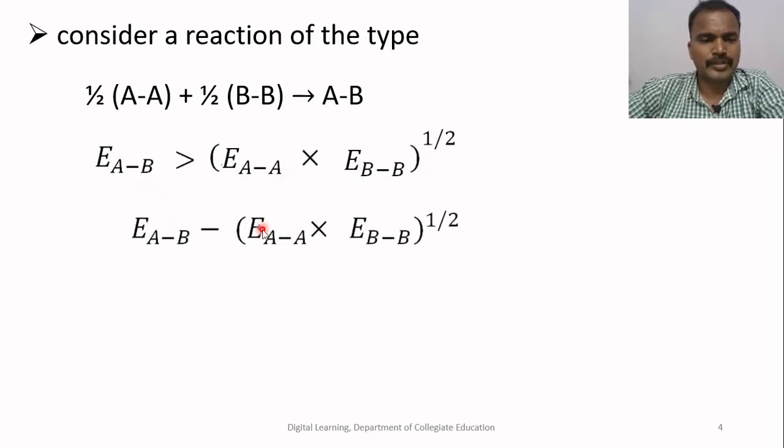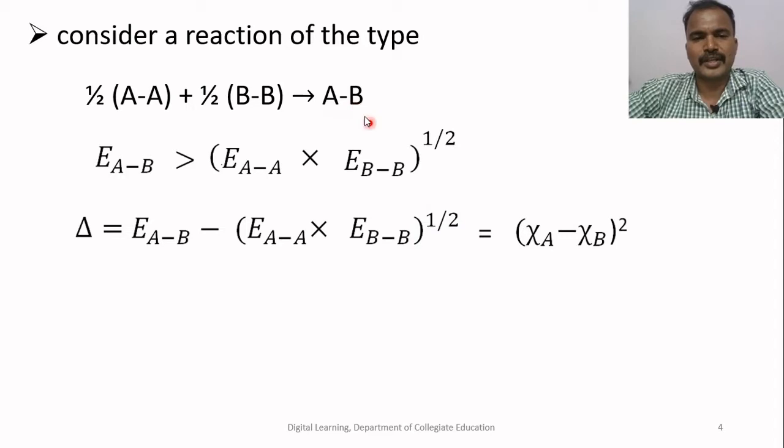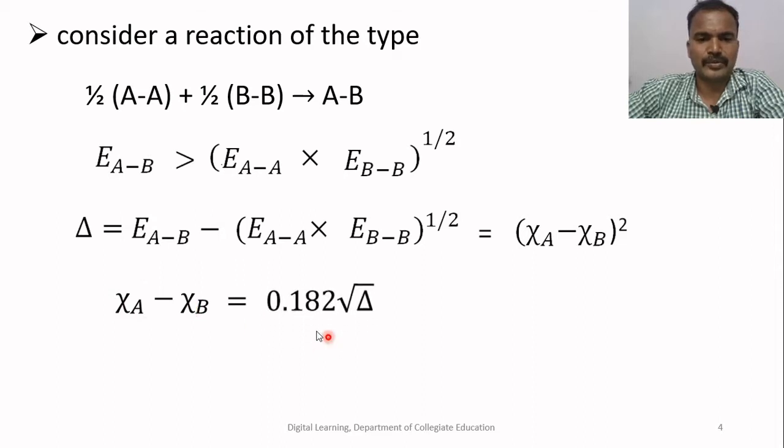The difference between these two is denoted by the symbol delta, and it is related to the electronegativity of A and B through this equation. Just rearrange this equation to get an expression for the difference in electronegativities of the bonded atoms, and this will be equal to 0.182 into the square root of delta. The factor 0.182 arises from the conversion of bond dissociation energy from electron volt to kilocalories.